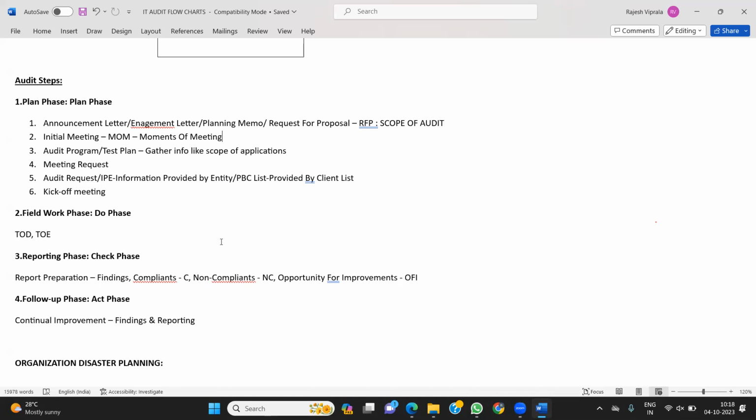See, for example, identity access management. If a statement or control asks how will you monitor the access to the programs or applications? I'll repeat. If a statement or a control says how will you provide access to the authorized users for your applications and programs? So this is the statement or a control.